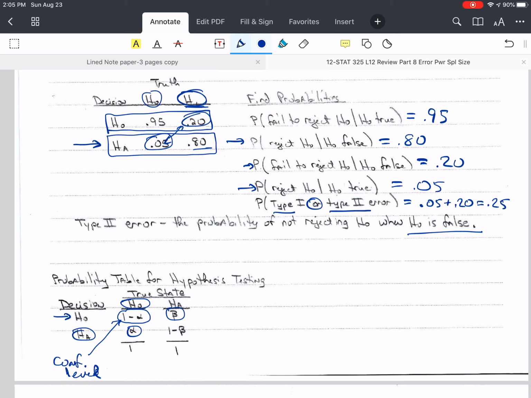So we've failed to reject H0 when H0 is false. And then this is our power. 1 minus beta is the power. And this is type 2 error. And this is type 1 error. Okay.